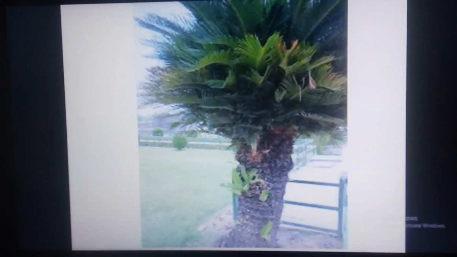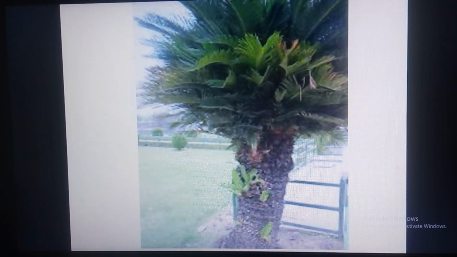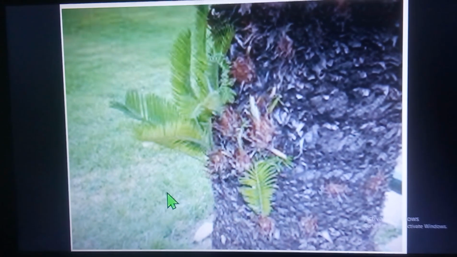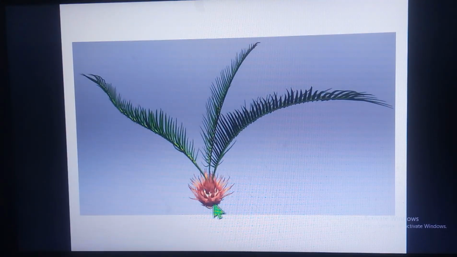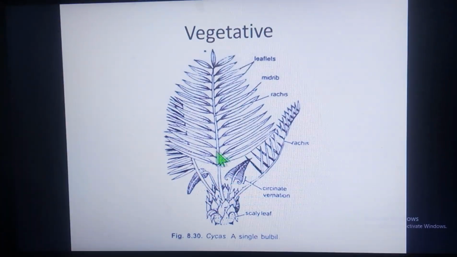Now, these bulbils, after they form, will get detached from the stem and fall on the soil and germinate to produce new plants. And we can see here these bulbils possess a few scaly leaves. In this case, we can see three scale leaves and foliage leaves. So these bulbils possess both scale leaves and a few foliage leaves.